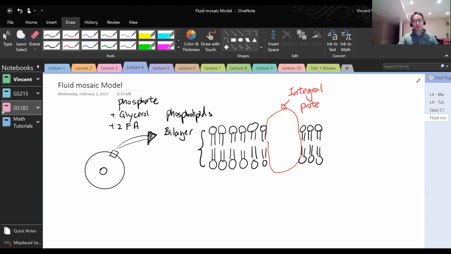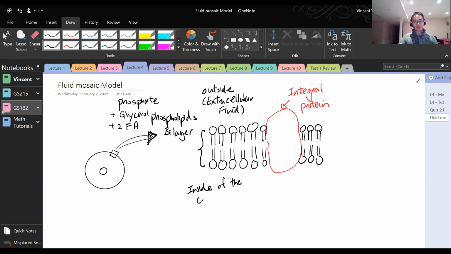Integral protein. Okay. I remember when I was learning it for the first time, I got really confused about this diagram. Like I thought this was the outside and this was the inside of the cell, but actually this is the outside, what we call the extracellular fluid. Okay, extracellular fluid, and then this is the inside of the cell. And these two layers, the bilayer, form the cell membrane.